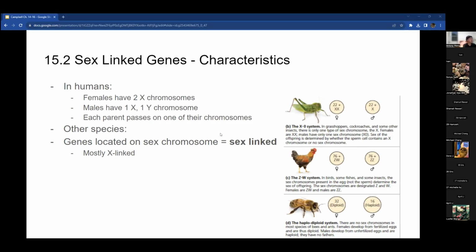There are other systems, like the XO system, which basically means that if you have an even number of X chromosomes, then you're a female. If you have an odd number of X chromosomes, you're a male. There's a ZW system where instead of the male carrying the Y chromosome and determining the sex of the offspring, the female carries a W allele, and the presence of the W allele makes the animal a female.